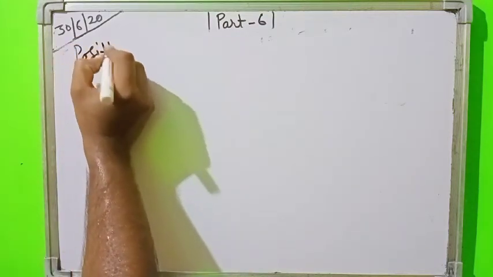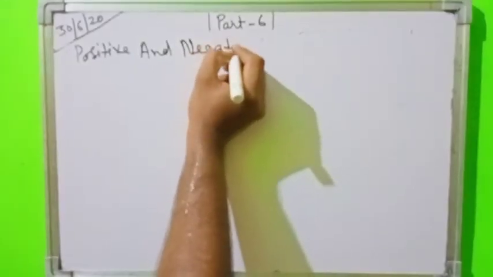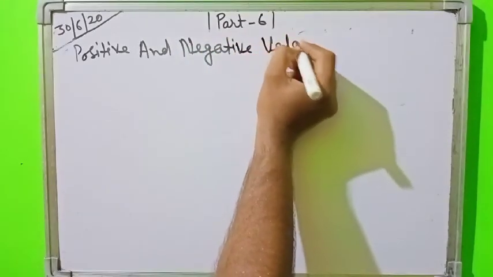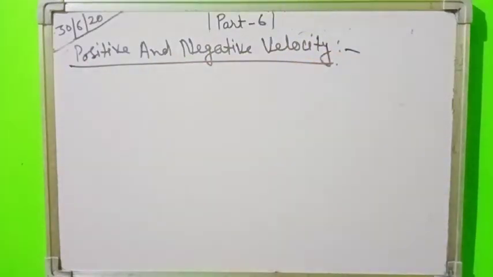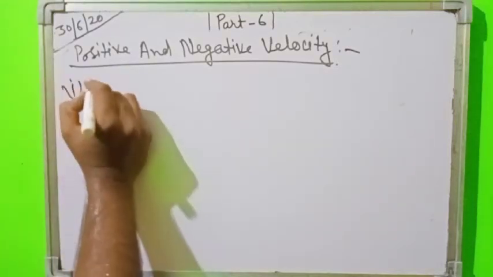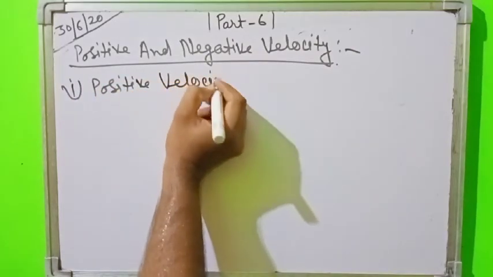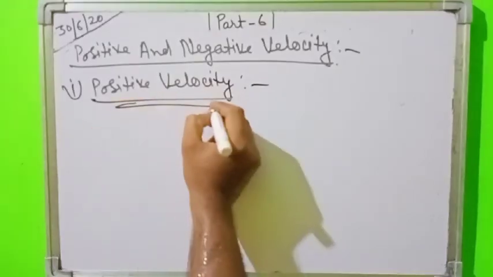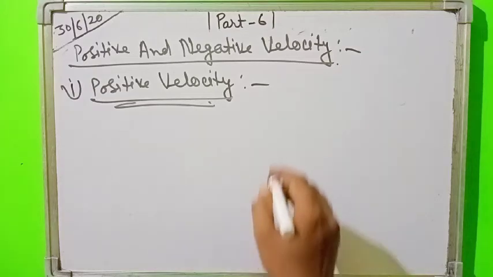Positive velocity means nothing special: if the final position is greater than the initial position, that is, if the displacement is positive, then the velocity is positive.